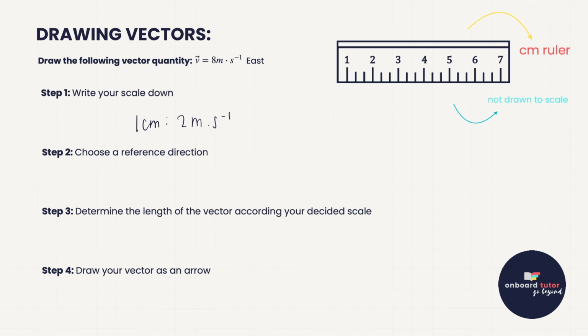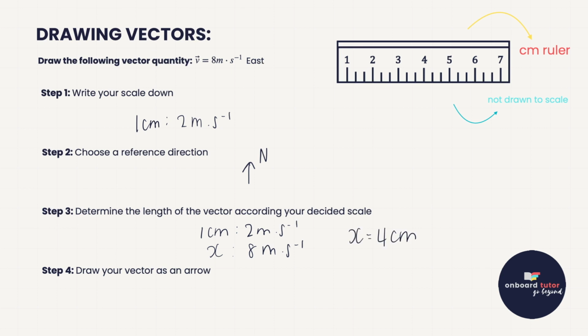Now for our second step, we want to choose a reference direction. So since we have east here, maybe we'll choose the compass and say that north will point up the page. Now the third thing that we'd want to do is to actually determine what the length of our vector would be according to our scale. So if we are trying to represent 8 meters per second and we have a scale where 1 centimeter is meant to represent 2 meters per second, we can say that x now will be equal to 4 centimeters.